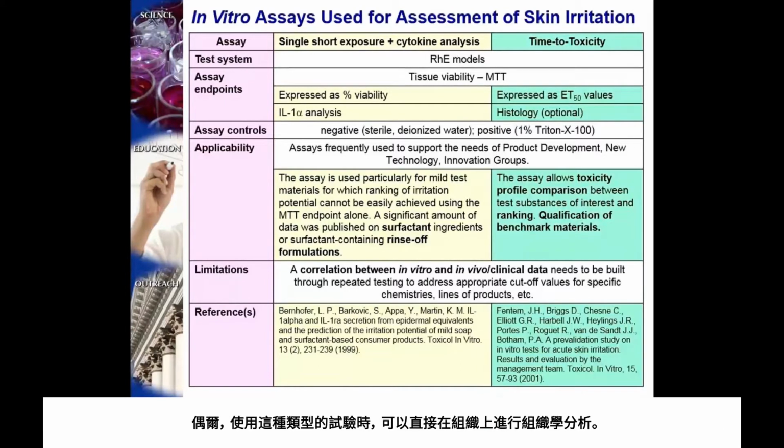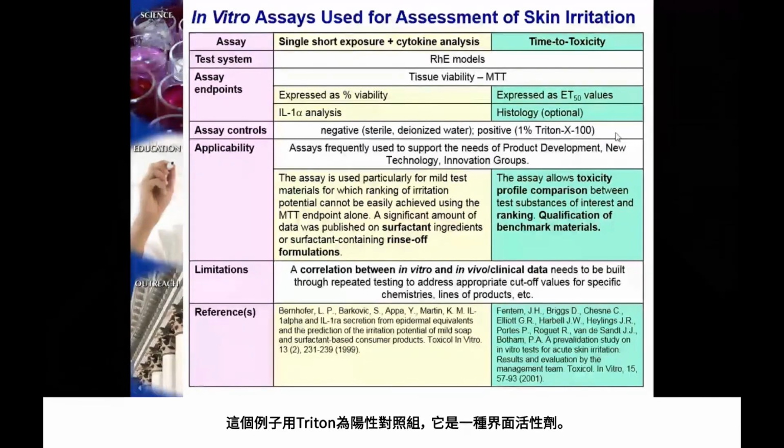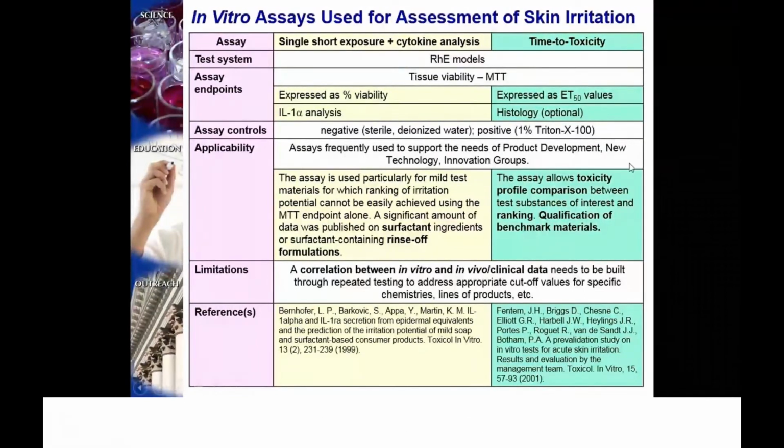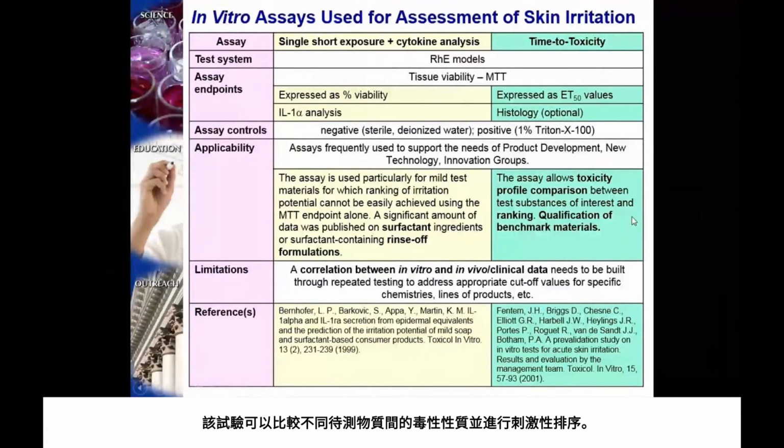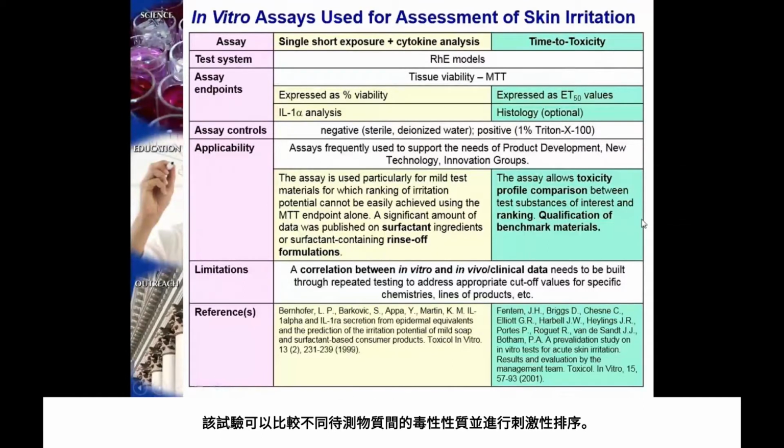Occasionally, using this type of assay, histology may be performed on the tissues. Like with any assay, we use specific negative and positive controls. In this case, Triton is the positive control, which is a surfactant. The time to toxicity assay allows toxicity profile comparison between test substances of interest and also ranking of irritation potentials. The assay is also used for qualification of benchmark materials.